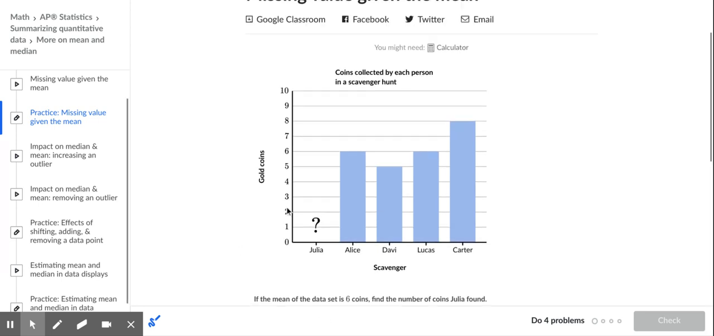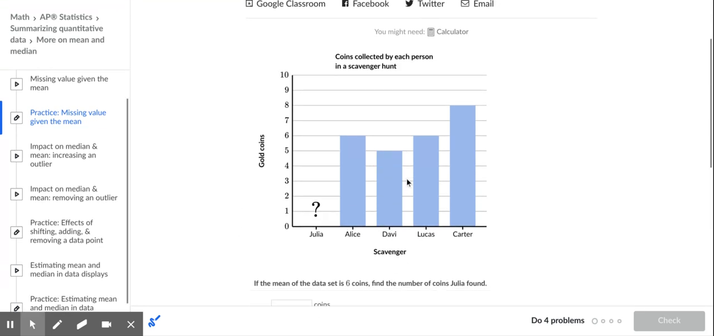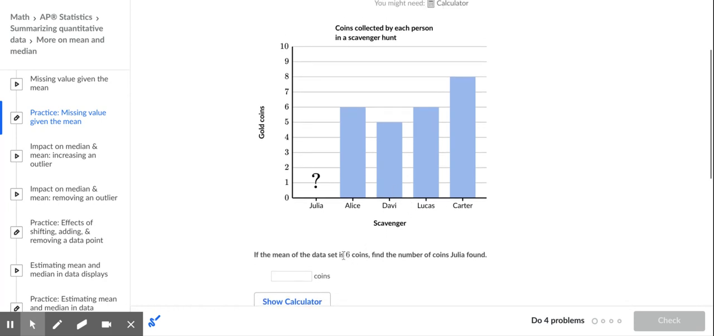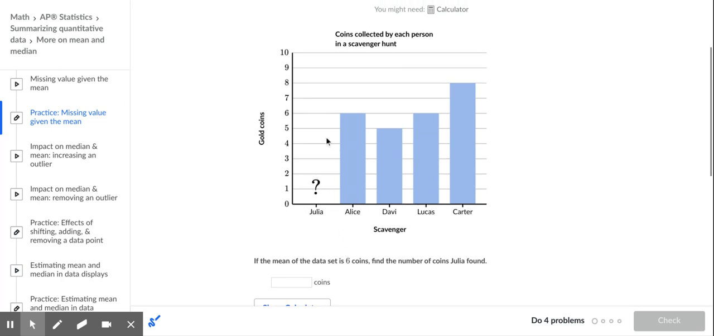But in this example, we're actually saying, okay, given the average, given the mean, which is 6, what is this data point? How many coins did Julia find? So we know 4 of the data points. And we know that the average of the 5 is 6.